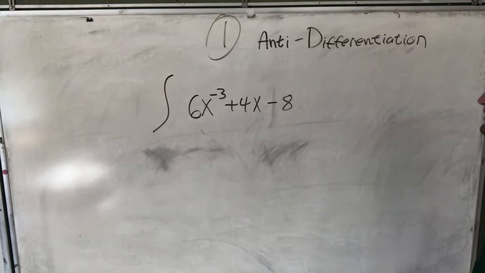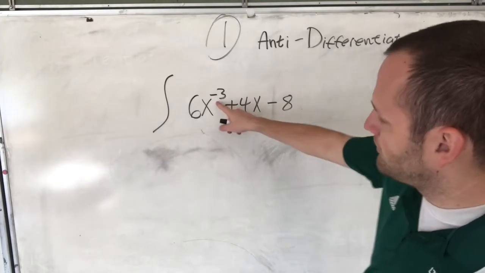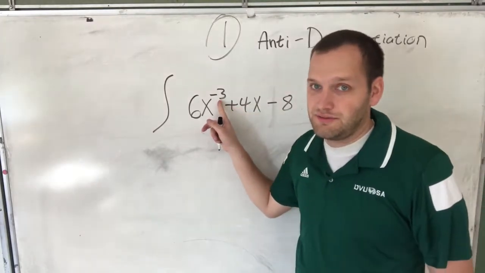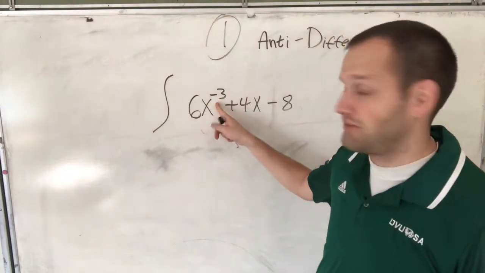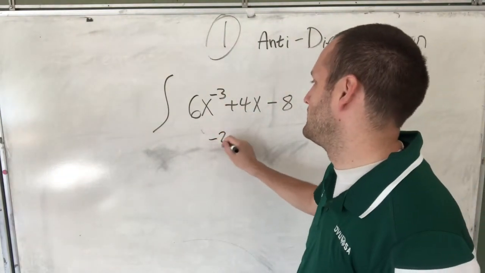So here, we're going to do the same thing. Instead of subtracting 1, we're adding 1. What's negative 3 plus 1? It would be negative 2.